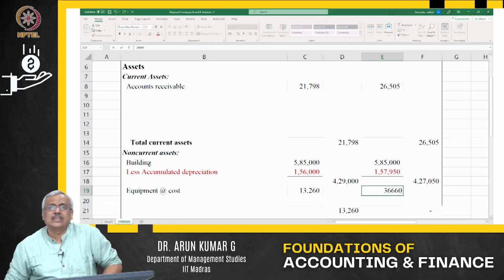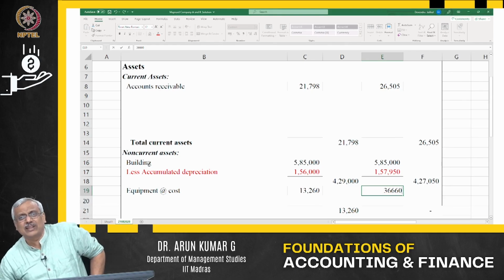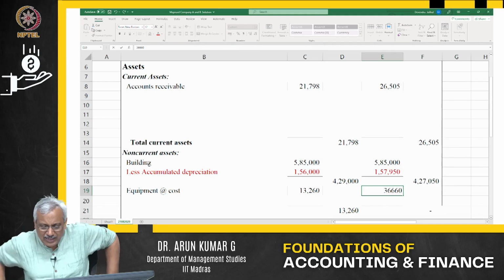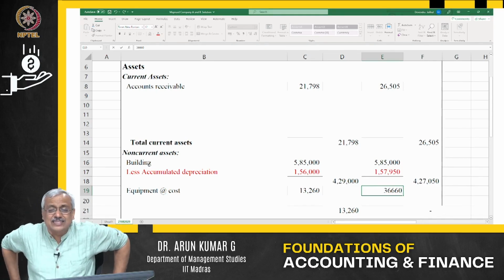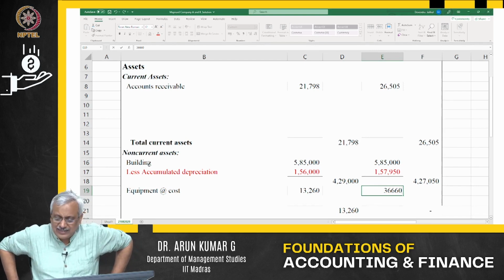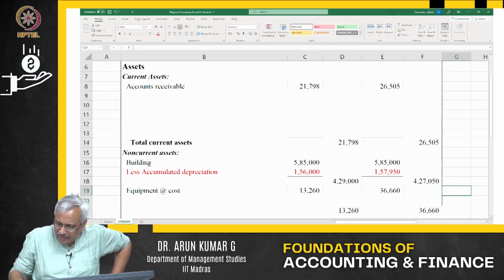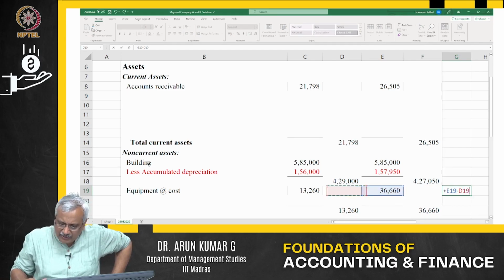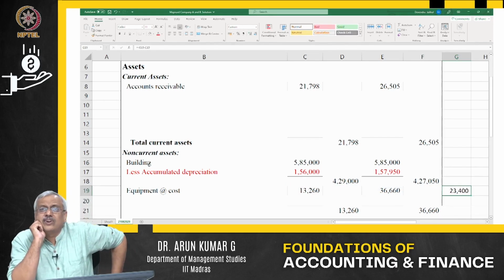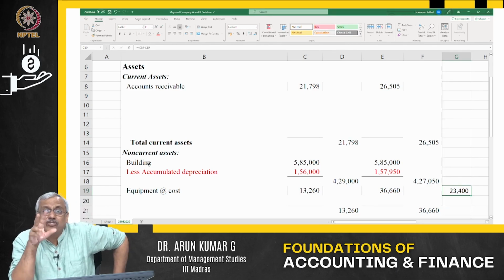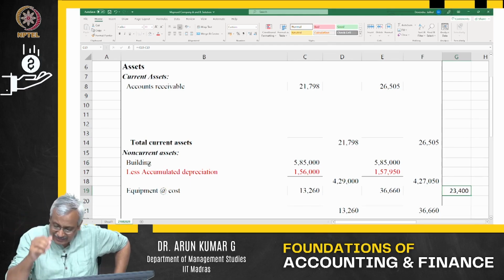At cost means at the original value. You initially had equipment worth about 13,000 rupees. Now you have equipment worth about 36,660. That means 36,660 minus 13,260, if I calculate it out here, you have basically purchased about 23,400 rupees worth of equipment between 1st and 30th of June. That is where it has increased. It is at cost.